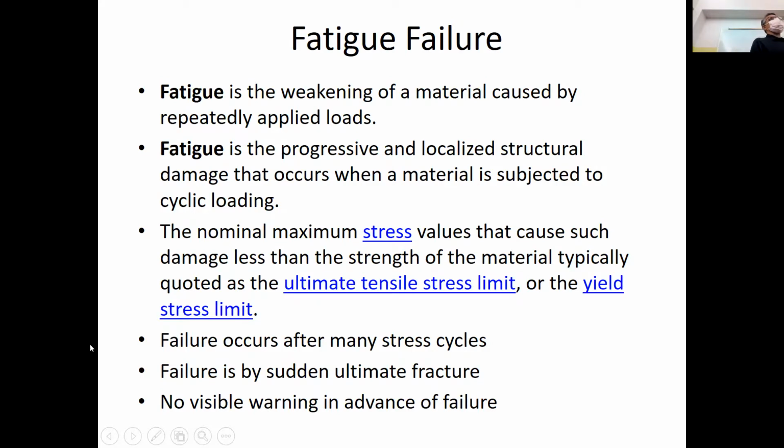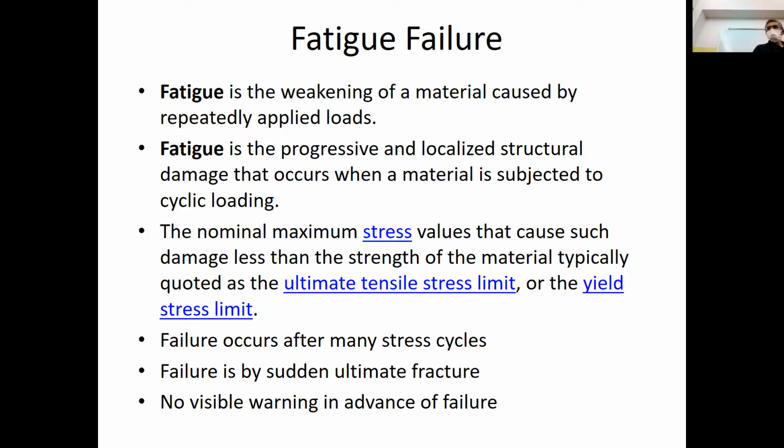Last but not least, fatigue. You're probably tired by now. As the name implies, fatigue is weakening of a material caused by repeatedly applied loads. I almost covered one course in one session, so I know you must be really tired and fatigued, but this is going to be the last thing.